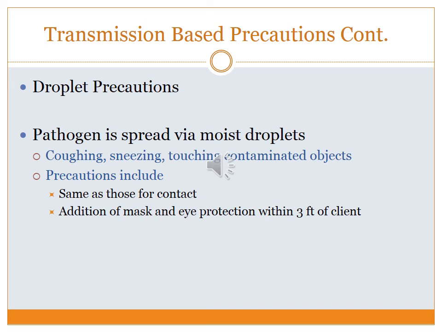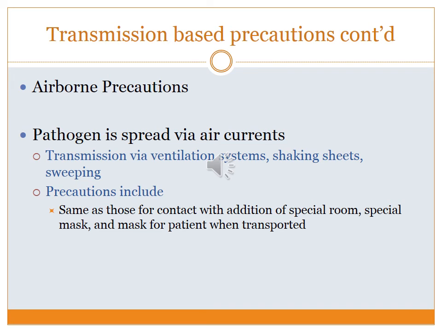Then we have droplet precautions. Pathogen is spread via moist droplets, so coughing, sneezing, touching contaminated objects. Precautions are the same as those for contact, but you're probably going to add a mask and eye protection when you're within 3 feet of the client. And then we have airborne precautions. Pathogen is spread via air currents, so it could be via the ventilation systems, shaking the sheets, sweeping. Precautions are the same as contact with the addition of a special room, special mask, and a mask for the patient when transported.